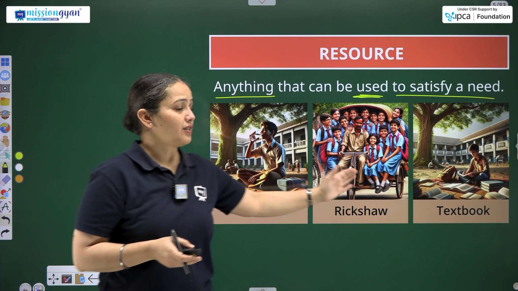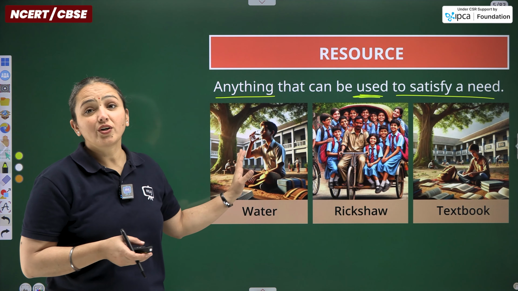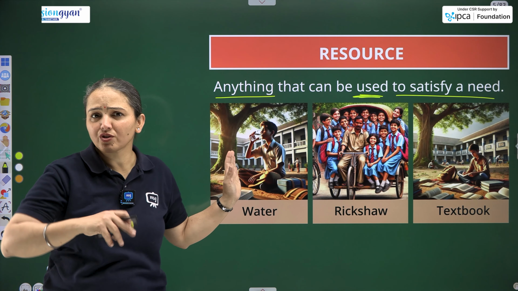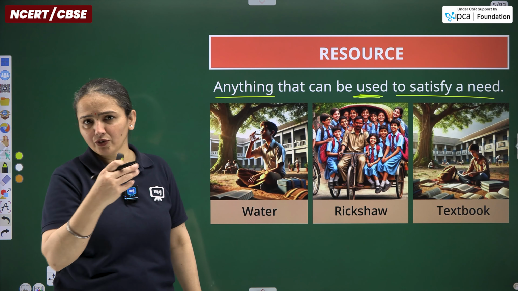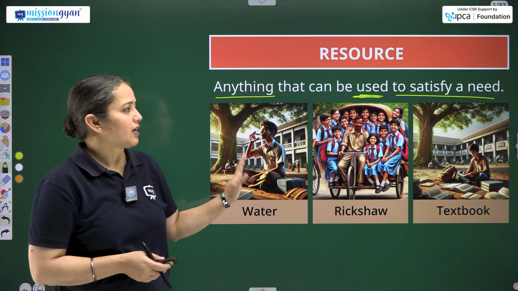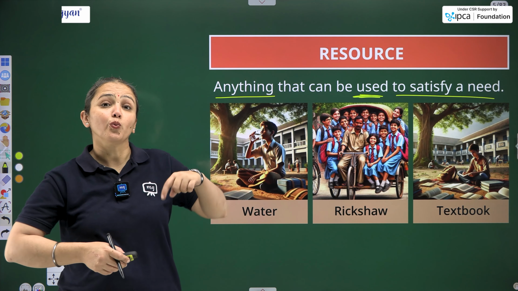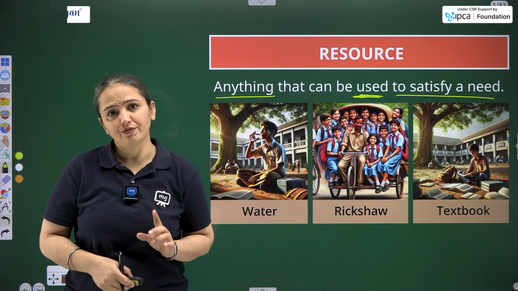Here you can see these images. All these are types of resources. Water is required by one to satisfy their thirst. Then a rickshaw for pulling and travel purposes, and textbooks for reading purposes. So, these are a few examples of resources that anyone uses when they are in need.